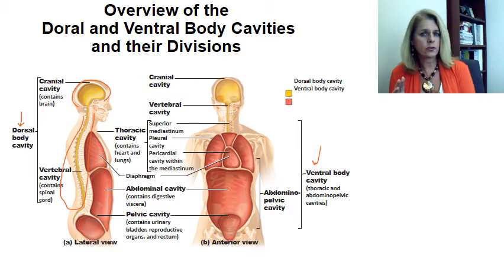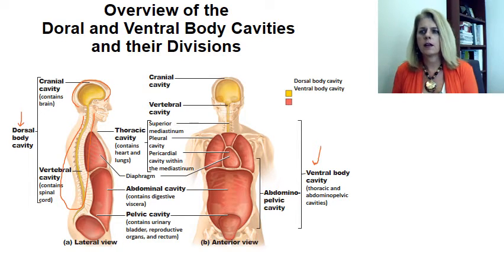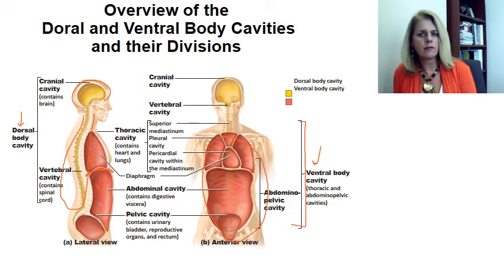You have the large dorsal cavity, including the cranial cavity that holds your brain, and the vertebral cavity for your spinal cord. Your ventral or front cavity is basically everything else in your torso. Okay, not your arms and legs, but your torso. And it's divided into smaller cavities. There is a muscle here called the diaphragm, and it's your big breathing muscle. Everything superior or above it is called your thoracic cavity. Everything below it is called your abdominal pelvic cavity.